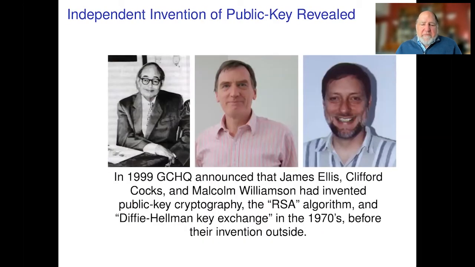So going along with the connection to England and Britain, in 1999, it was announced that the same inventions had appeared by James Ellis, Clifford Cocks, and Malcolm Williamson. So they were working in the classified domain. They invented the RSA algorithm, public key cryptography, and the Diffie-Hellman key exchange, which I haven't described here, in the 1970s, a bit before their invention outside by us. So they deserve credit too for inventing these things.